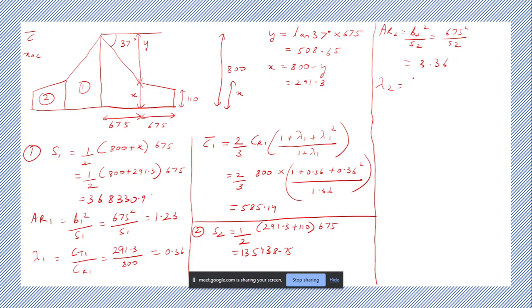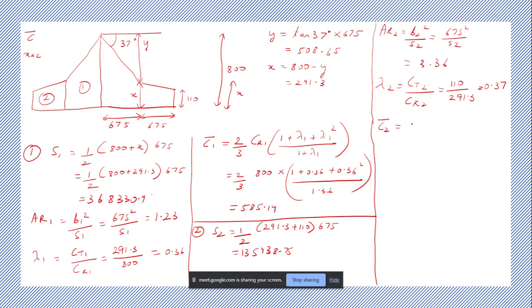Lambda 2 is CT2 upon CR2. What is CT2? Tip chord. What is the tip chord of the second section? 110 and root chord is 291.3. So this comes to 0.37. 0.37, is that right? Yeah. Okay. So let's find out C2 bar.